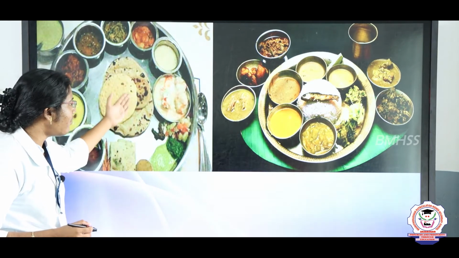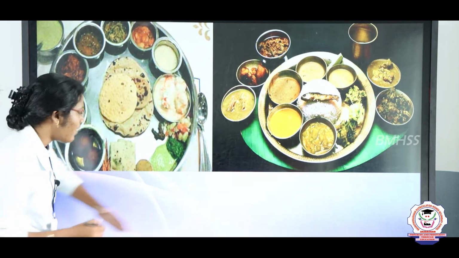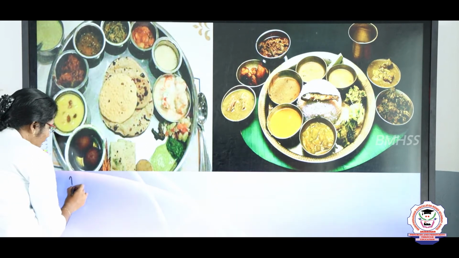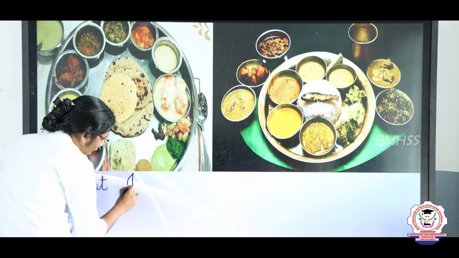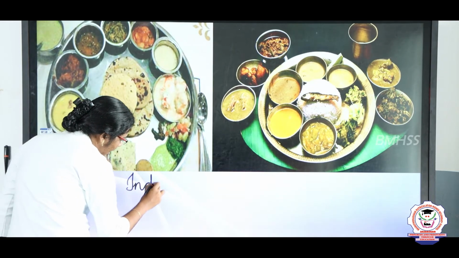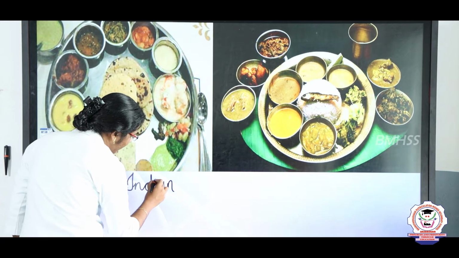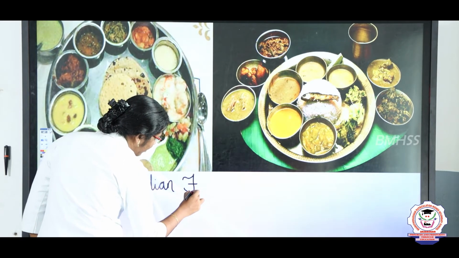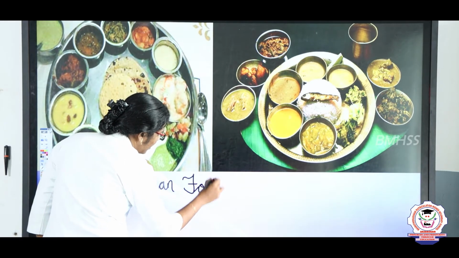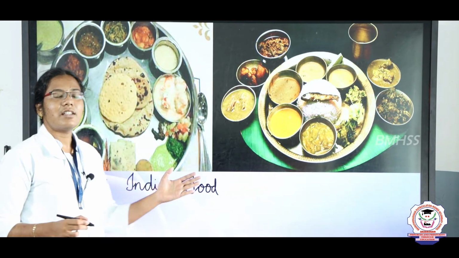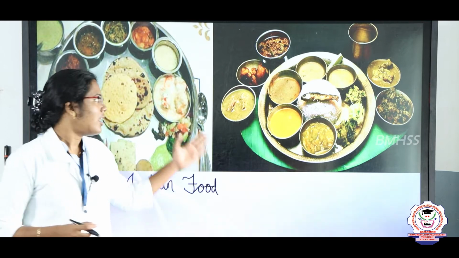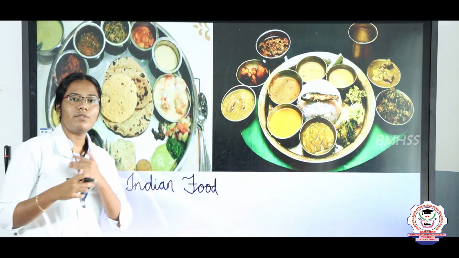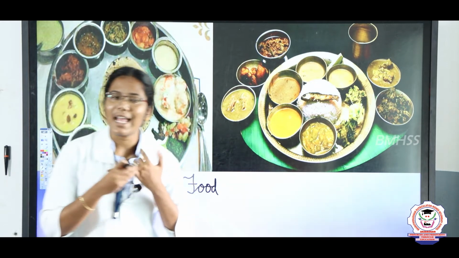Then the third picture refers to West Indian food. W-E-S-T, West Indian, I-N-D-I-A-N, Indian, West Indian food. Some of the West Indian states are Gujarat and Rajasthan. The people love to eat food which is made up of millets and wheat.